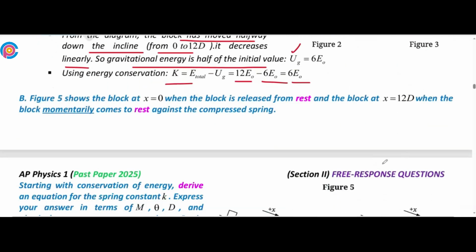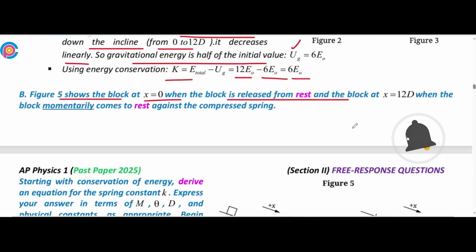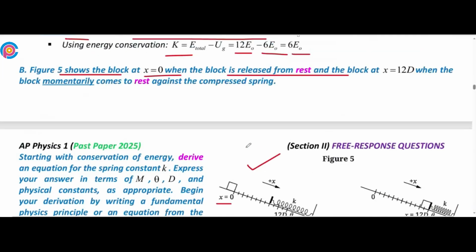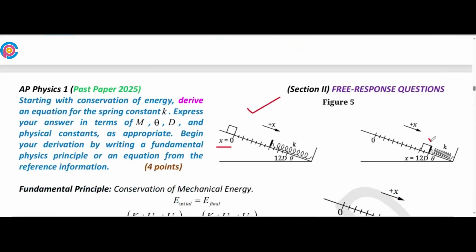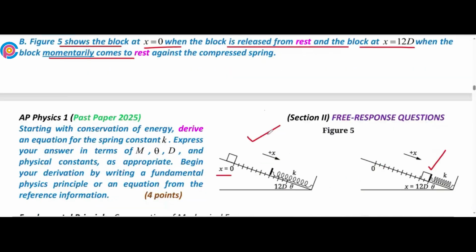Okay. Now, fig 5 shows the block at x equals 0 when the block is released from rest. This is figure number 5. The block at x equals 0 is the rest position. Then the block is at x equals 12d. This is the 12d position. Now, when the block momentarily comes to rest again, the spring is fully compressed.